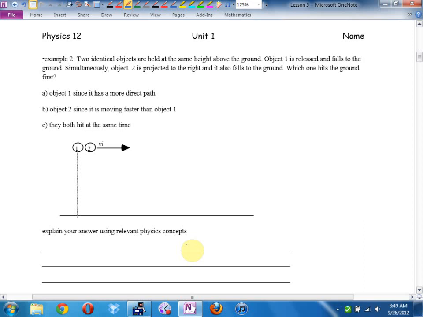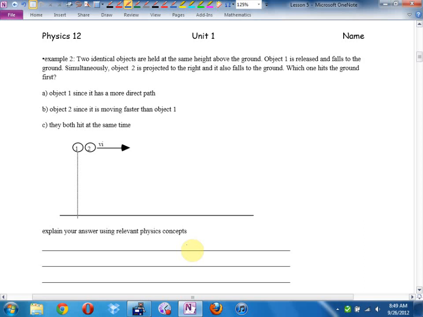Object 1 because it has a more direct path. Object 2 because it's moving faster than object 1. Or they both hit at the same time. Once again, we're going to vote. Once again, how high you hold your hand is how sure you are of the answer. Okay? So we're using our imaginations here. I think I have a video demonstrating this, but first we're going to try and just visualize.